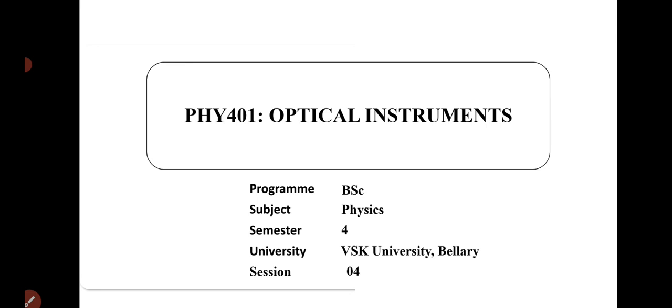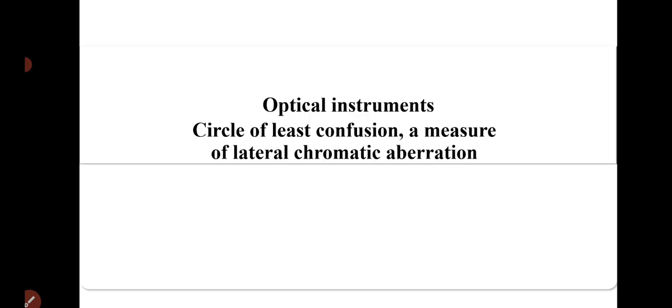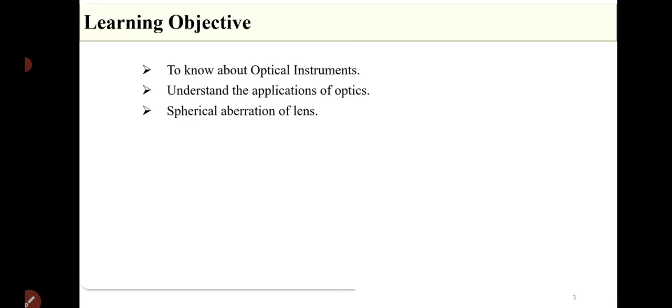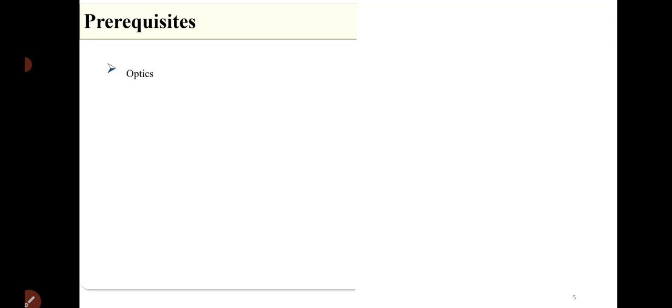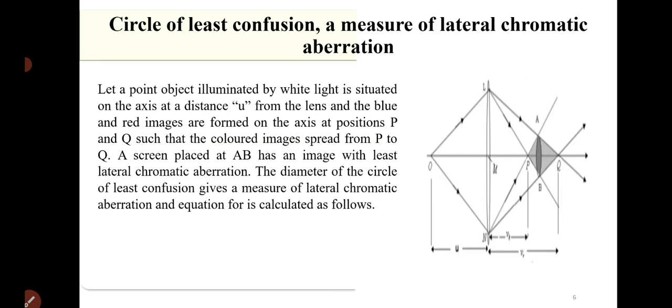Optical Instruments, session 4. Optical instruments, circle of least confusion, a measure of lateral chromatic aberration. Learning objectives are to know about the optical instruments, understand the application of optics, and spherical aberration of lens. Session outcomes: circle of least confusion, a measure of lateral chromatic aberration. Prerequisites are optics, spherical and chromatic aberration, methods of spherical aberration, circle of least confusion, a measure of lateral chromatic aberration. Let us discuss briefly.